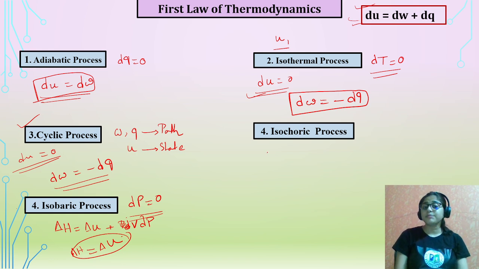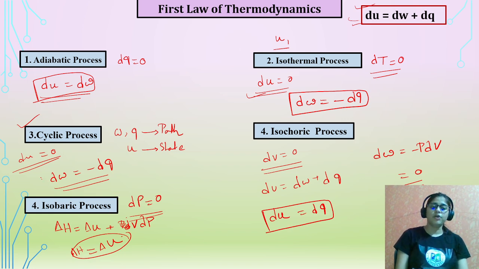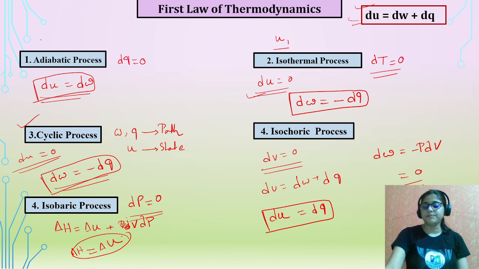And for the isochoric process, dV equal to 0. Isochoric means volume is constant, right? And here dU equals dW plus dQ, and we know dW is minus PdV. So here dV is 0, which means dW is also 0. So that time dU will be equal to dQ. Okay, these are some important equations. You don't have to remember anything, just remember what is constant for the specific kind of process.